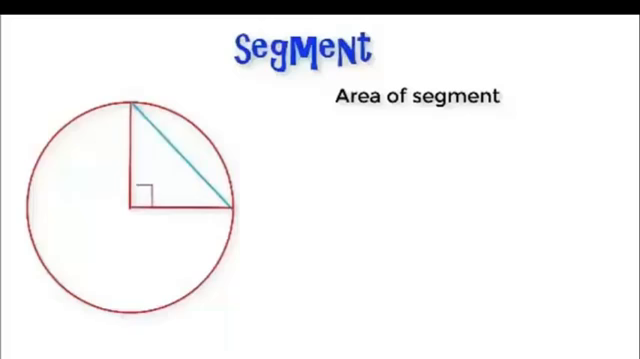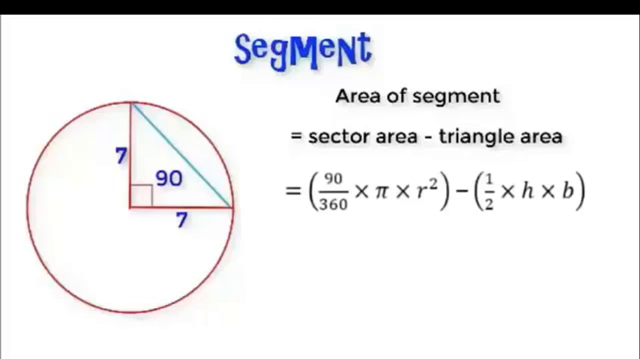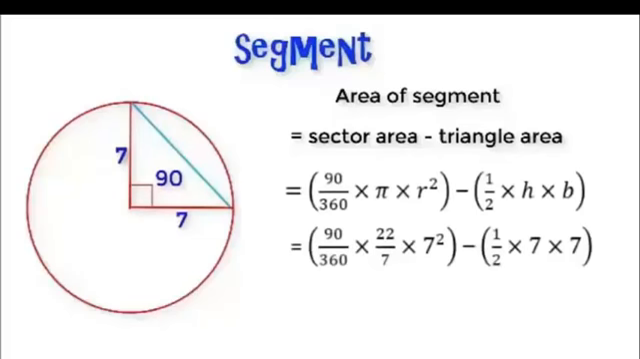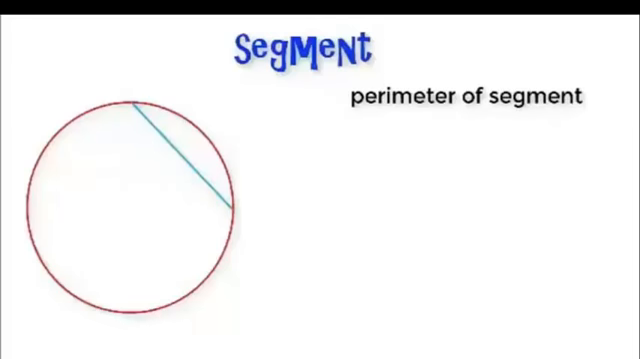The area of the segment is the area of the sector minus the area of the triangle. If theta is 90 degrees and the radius is 7 cm, then we substitute to the formula. Then we have 38.5 for the sector area and 24.5 for the triangle area, and the segment area is 14 cm squared.